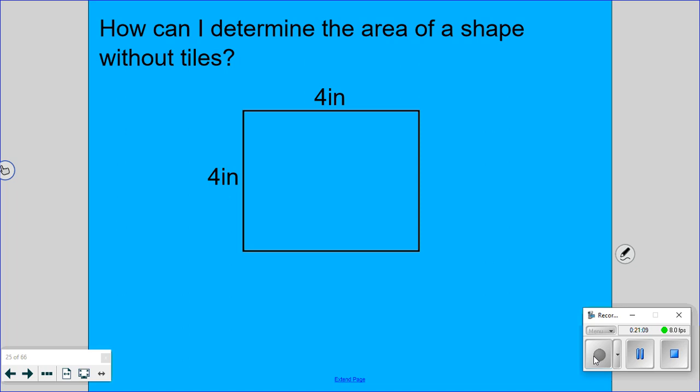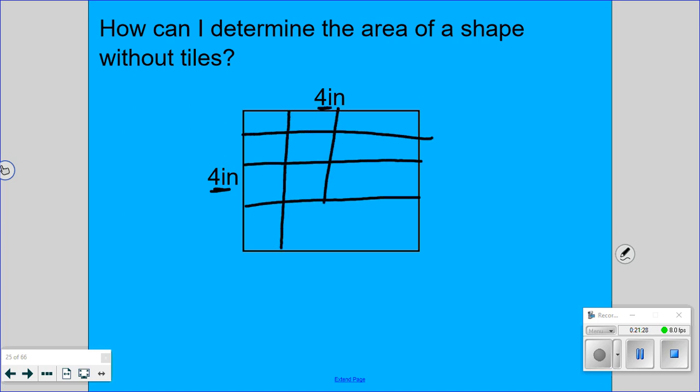Samaya, what could I do? I could draw in the square tiles, just however many I want. One here, one here, one here. No. I have to follow my dimensions. That 4 tells me 4 by 4.